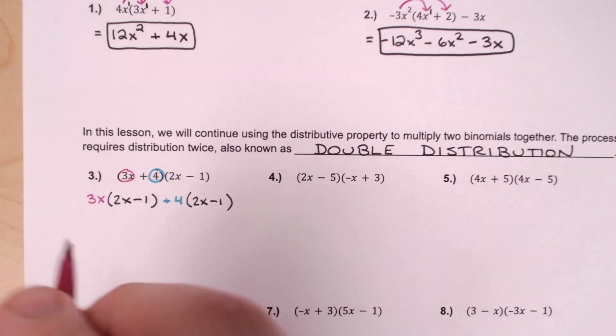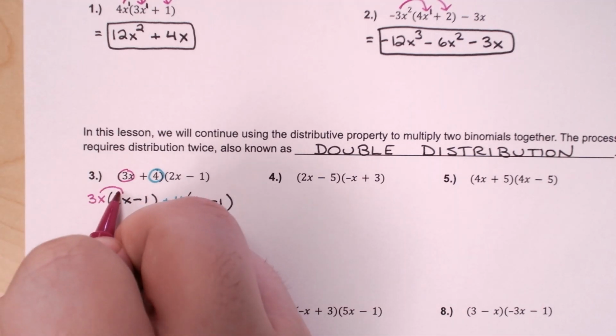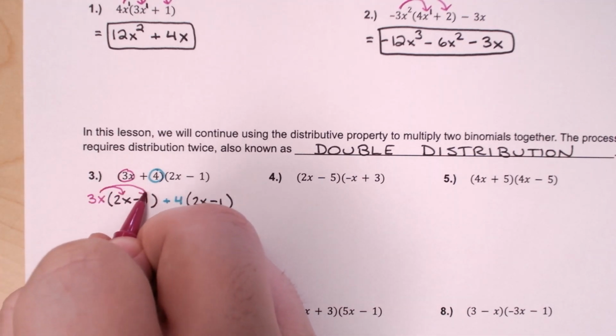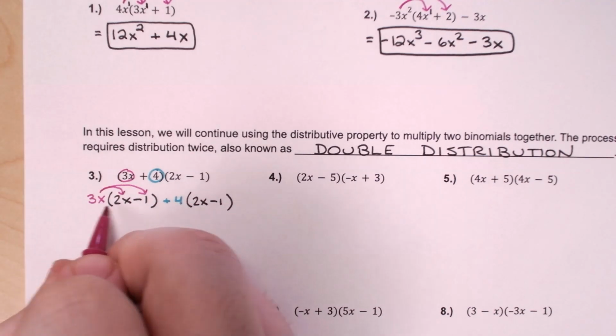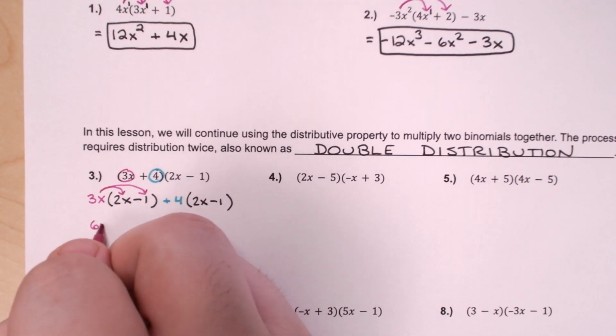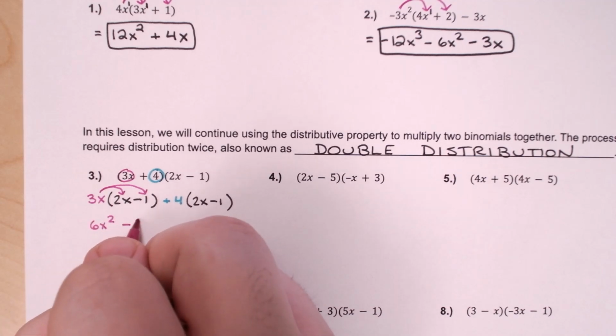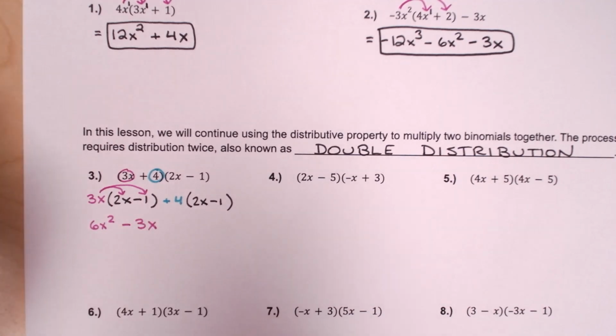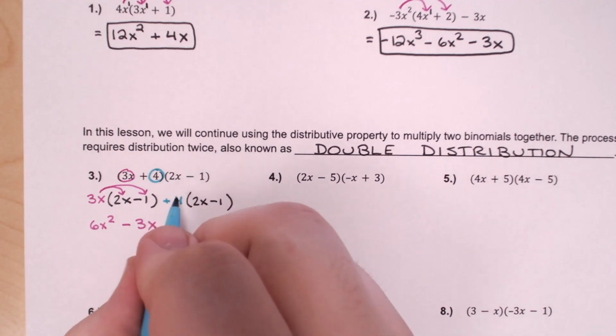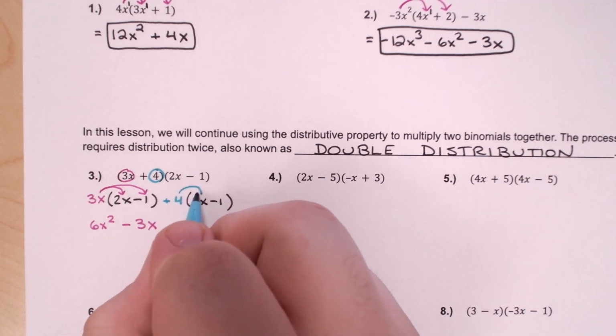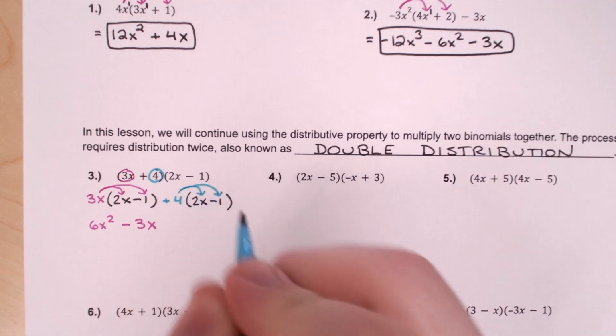And then distribute the 3x times 2x, and 3x times negative 1. Well, 3x times 2x is 6x squared, and 3x times negative 1 is negative 3x. And then distribute the 4. 4 times 2x is 8x. 4 times negative 1 is negative 4.